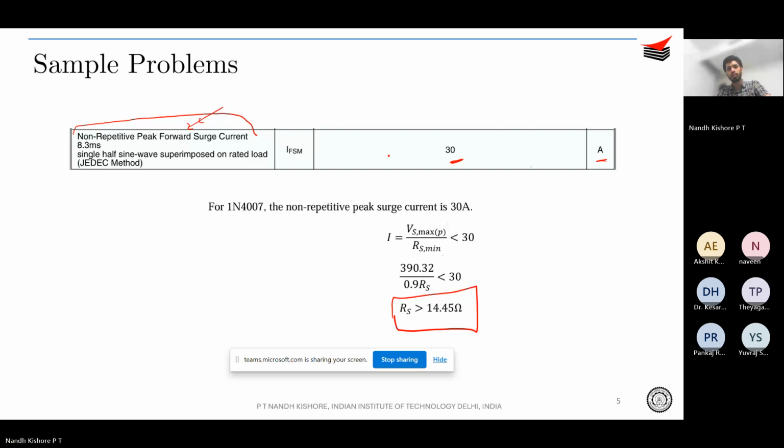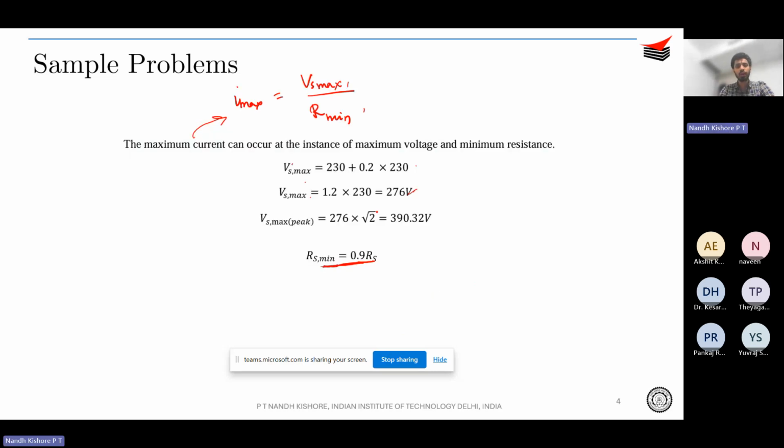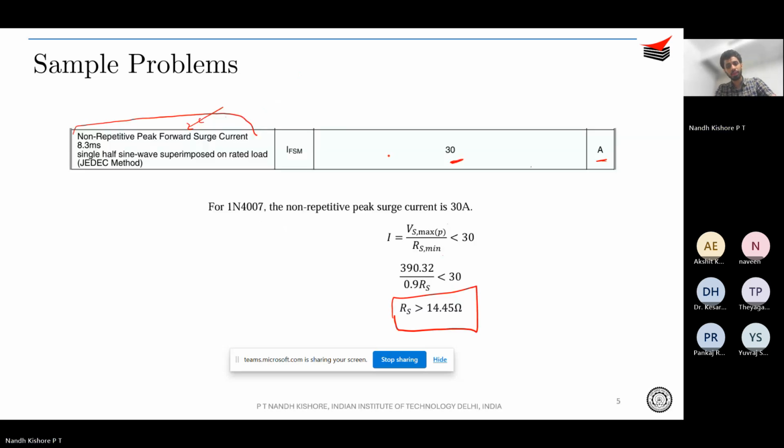Okay. So based on that only, this is calculated. And calculate what is Vs max and Rmin and just plug it in over here, you get the answer.